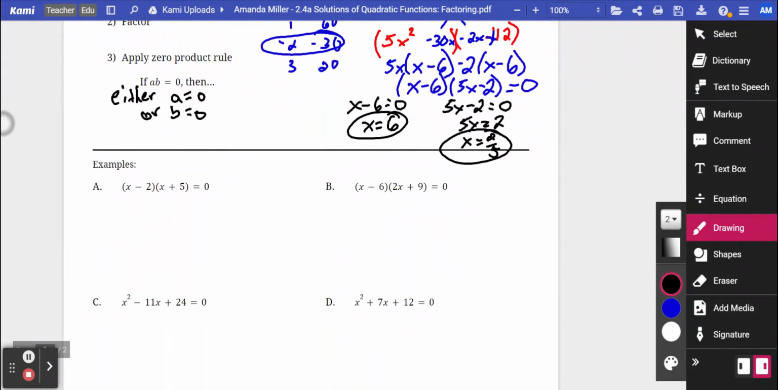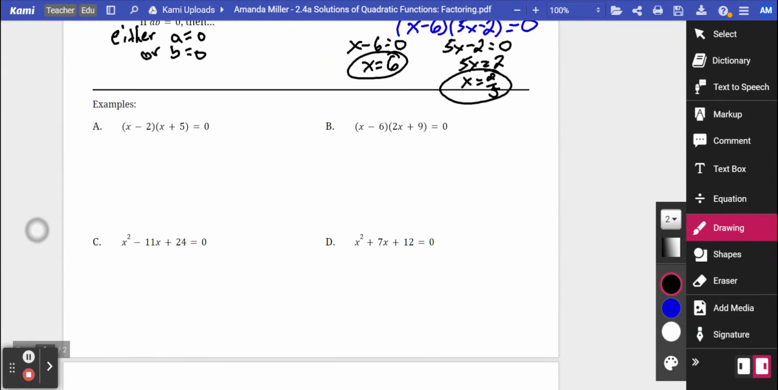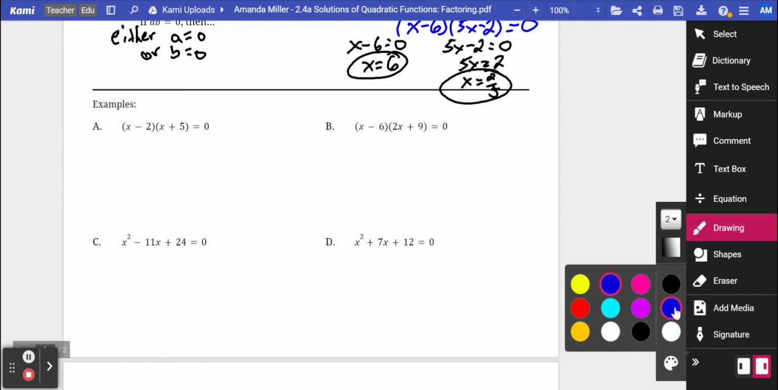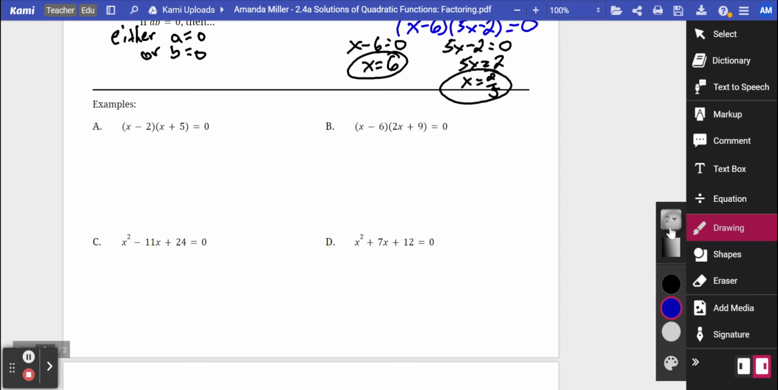Okay, let's try a couple of examples. We have a few types. So this first type, example A, I always want to check, is it solved for 0? Yeah, my equation is already solved for 0. So that means it's already factored.